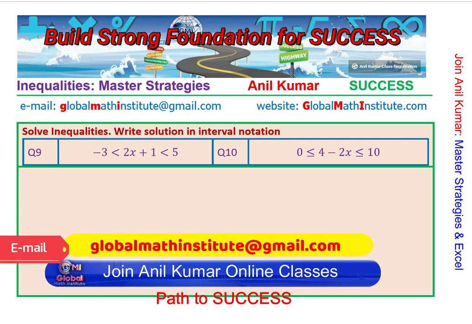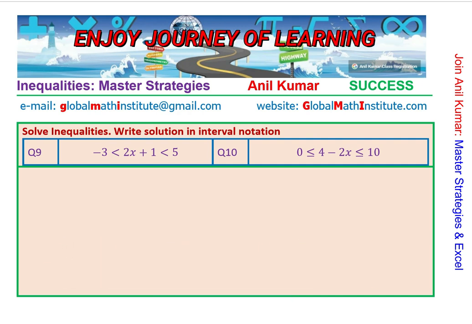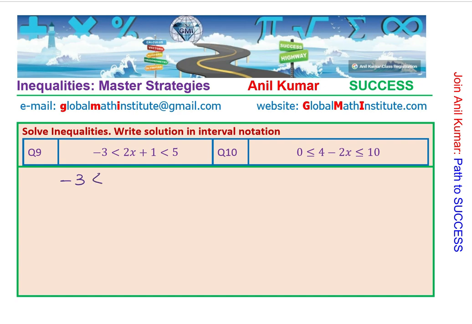So we have minus 3 is less than 2x plus 1, which is less than 5. So let me rewrite the question, which is minus 3 is less than 2x plus 1, which is less than 5. So first we should subtract 1 from all these things, right? So we'll do minus 1, and minus 1. So what do you get?